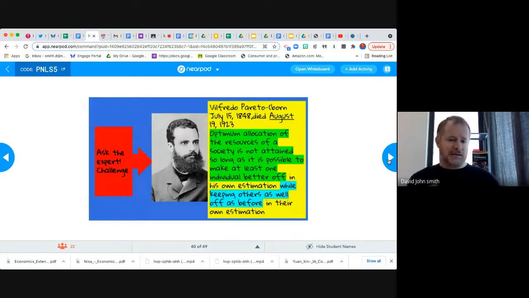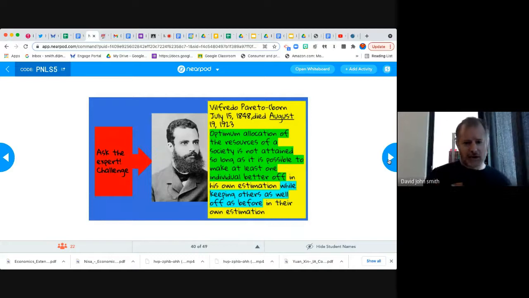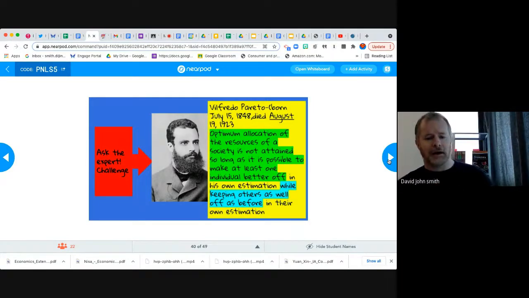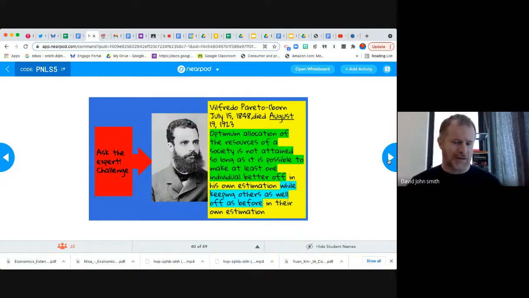Here he is, the man himself. I don't know if he looks familiar to any of you, but his name, all the way back when, is Vilfredo Pareto, one of the best names in all of economics. Isn't that a cool name? I'm probably pronouncing it really badly, to be perfectly fair. That's all right. One of the things he talked about is this idea of an optimum.